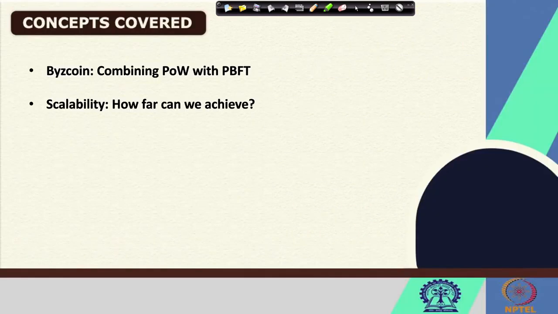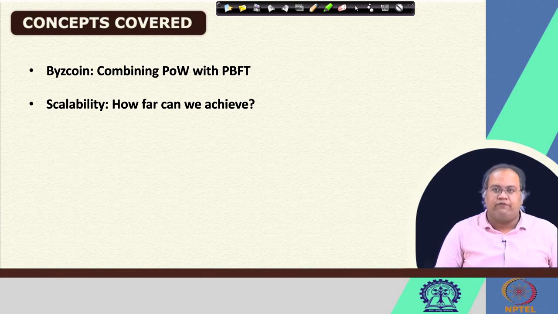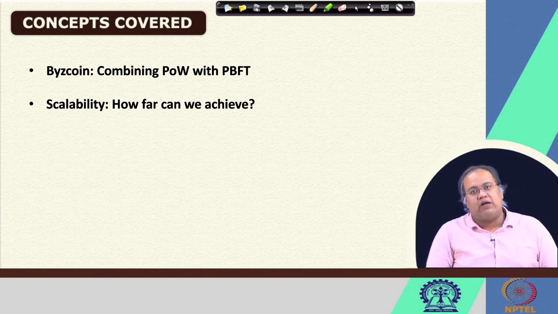So, today we are broadly covering this concept of Byzcoin, which is a kind of blockchain consensus protocol that combines proof of work with PBFT. We are going to see how we can combine proof of work along with PBFT to solve this particular problem of consensus scalability. And then we are going to look into how far we can go in supporting blockchain consensus in terms of scalability with the help of such an architecture.